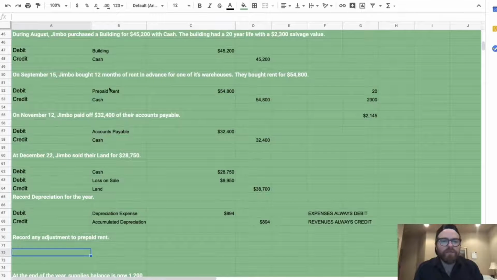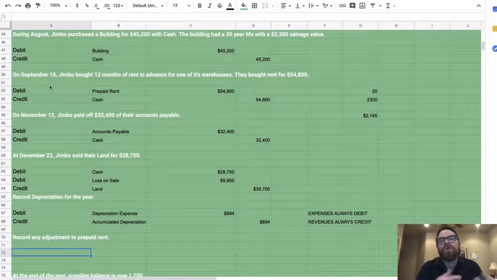If you remember, we got rent on here, but this was on September 15th. So we've got to figure out how much rent we have used up. Well, we look at the time, right? So we know we have 12 months of rent here. So how much time has passed? Well, from September 15th to the end of December. Let's just do a half month, and we'll worry about that in a second. We'll just do all of October, November, December. So 3.5 months, basically.